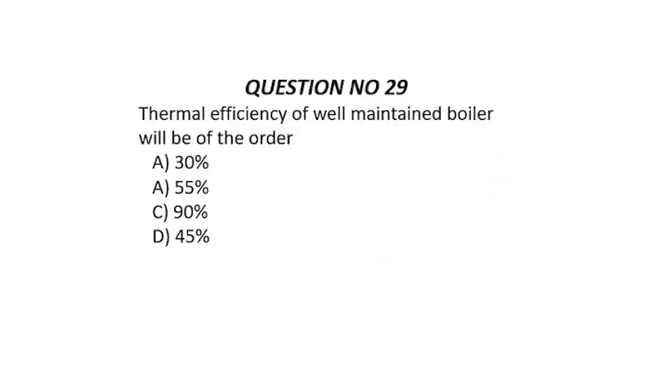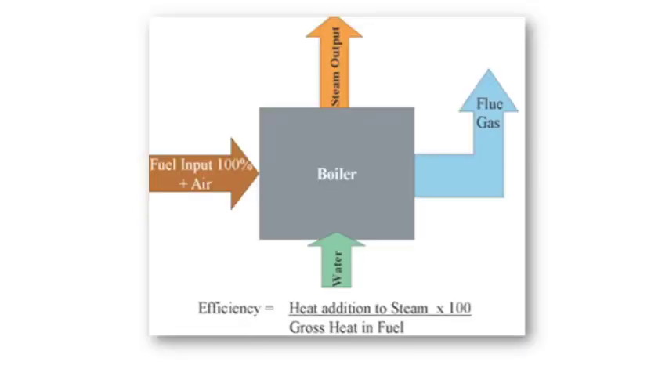Question number 29. Thermal efficiency of a well-maintained boiler will be of the order. So for a well-maintained boiler, the efficiency will be 90%. So the correct option is option C. You can see for a boiler representation, you provide an input and an output, and something is lost during operation, and the efficiency formula.